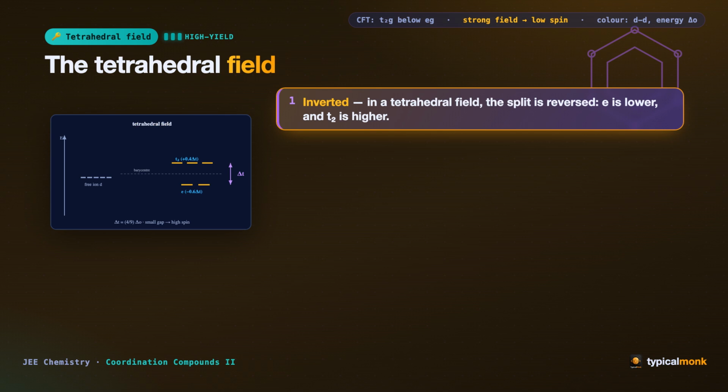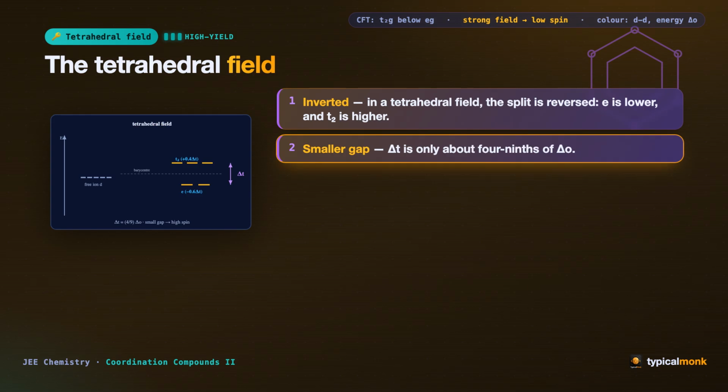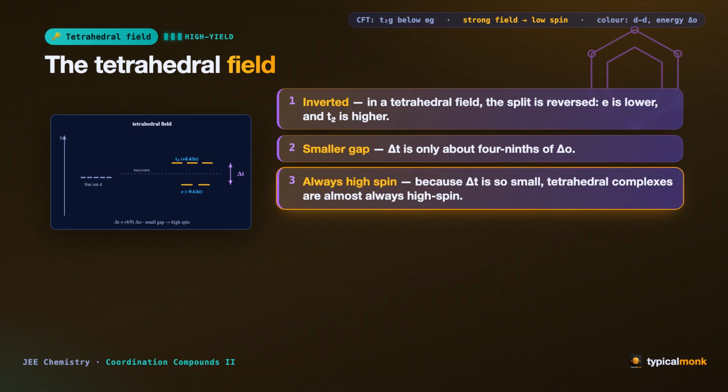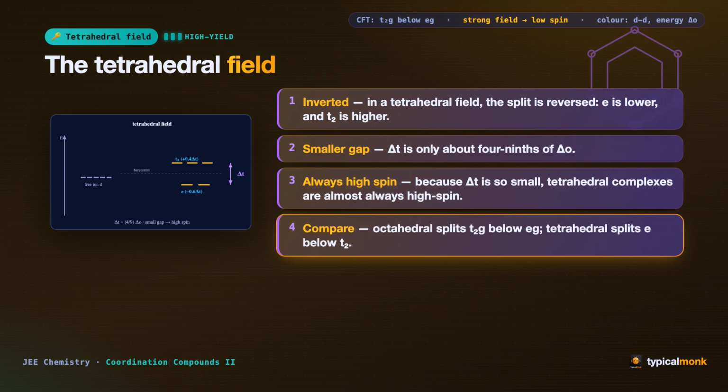Now look at the picture. The splitting in a tetrahedral field. Inverted. In a tetrahedral field, the split is reversed, the e set is lower, and the t2 set is higher. Smaller gap. The tetrahedral splitting, delta T, is only about 4/9 of delta O. Always high spin. Because delta T is so small, tetrahedral complexes are almost always high spin. Compare. The octahedral field puts t2g below eg. The tetrahedral field puts e below t2.